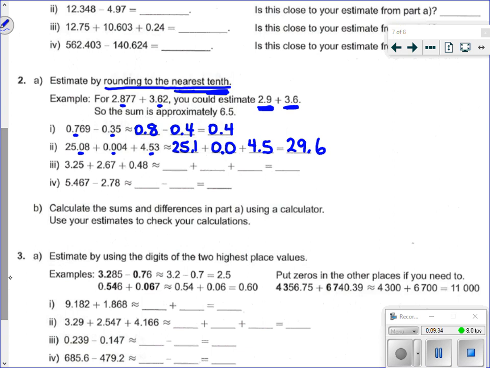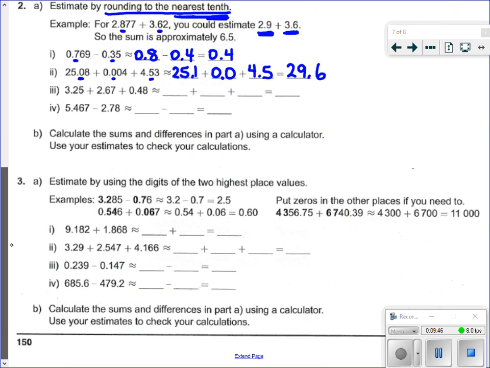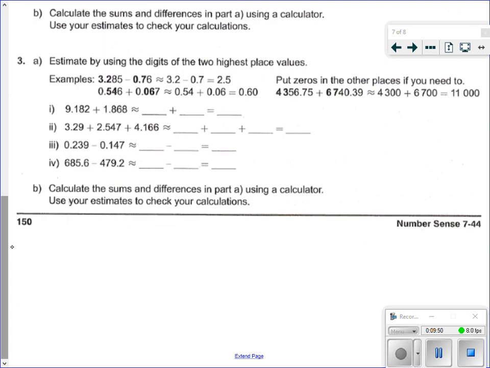Okay, so you can see that this is giving me a little bit closer estimate, a little more exact, closer to what the actual sum or difference would be when you round to the nearest tenth. There is one other way that you can estimate, and that is by using the digits of the 2 highest place values. We know that the digits to the furthest left are higher place values than the digits on the right. So 3.2 is what we would use, the first two highest place values. And in 0.76, it would be the 0.7. Then we subtract those and we end up with an estimate of 2.5.